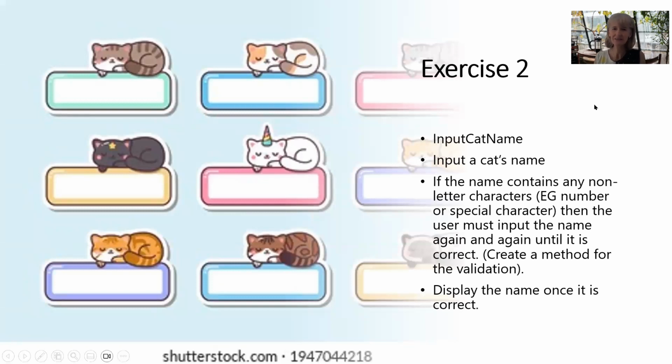Here's an exercise to practice. You're going to input a cat's name. Call the program input cat name. You input a cat's name. If the name contains any non-letter characters, e.g. a number or a special character, then the user must input the name again and again until it is correct. It says here, create a method for the validation and display the name once it is correct.